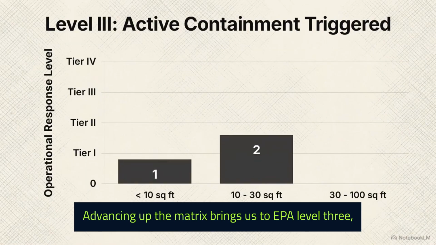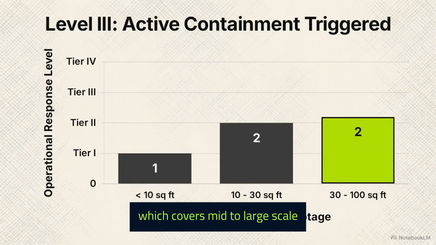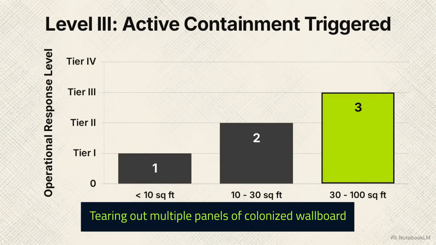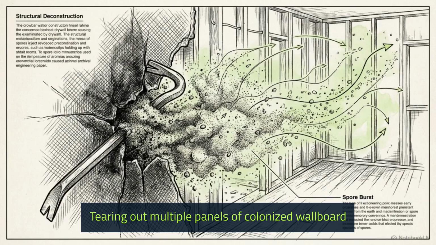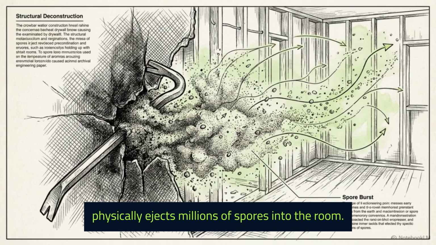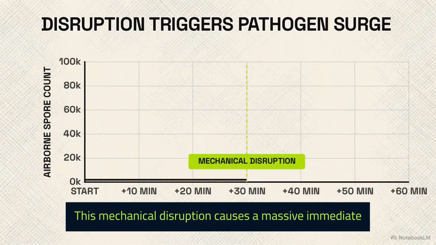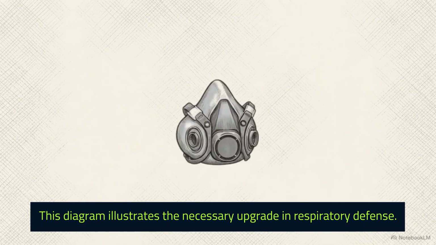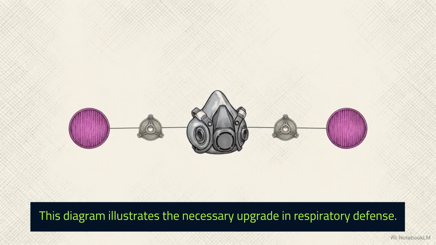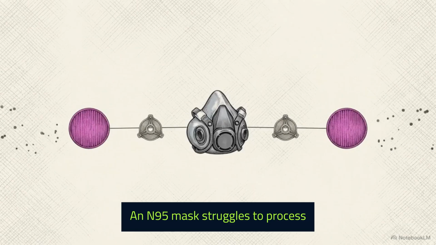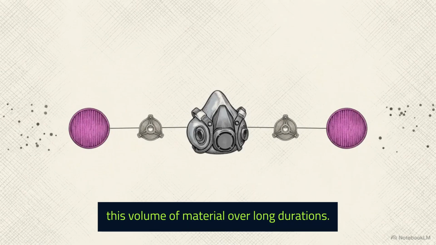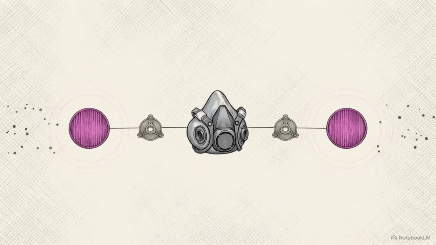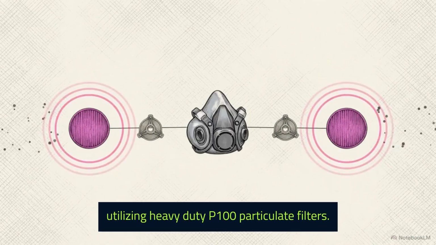Advancing up the matrix brings us to EPA Level 3, which covers mid to large-scale isolated areas between 30 and 100 square feet. Tearing out multiple panels of colonized wallboard physically ejects millions of spores into the room. This mechanical disruption causes a massive, immediate spike in airborne particulate dispersion. This diagram illustrates the necessary upgrade in respiratory defense. An N95 mask struggles to process this volume of material over long durations. Operators transition to a half-face, dual-cartridge air-purifying respirator, utilizing heavy-duty P100 particulate filters.